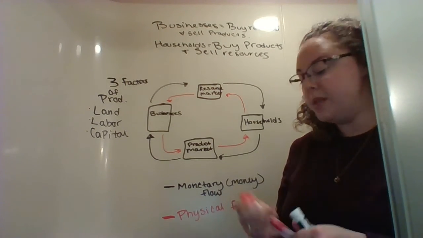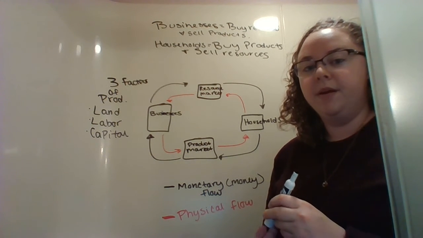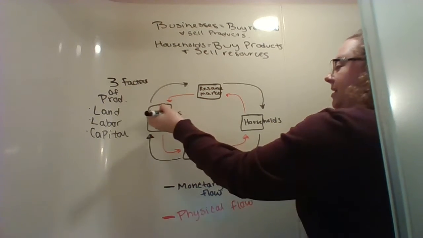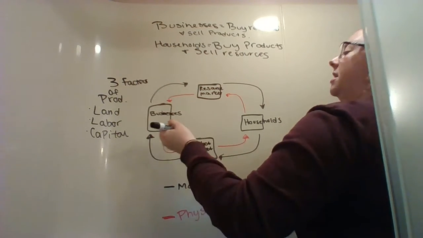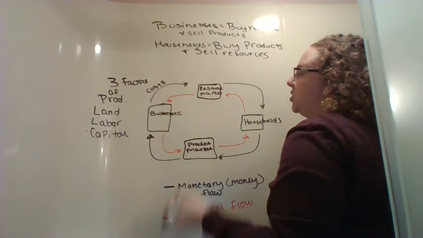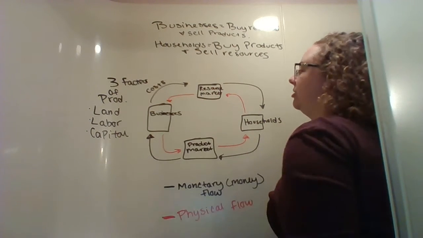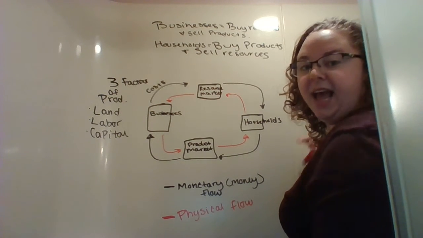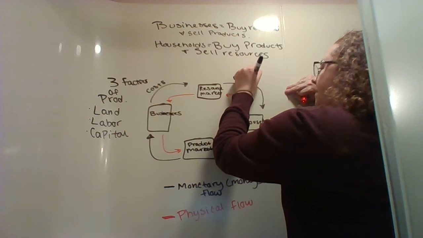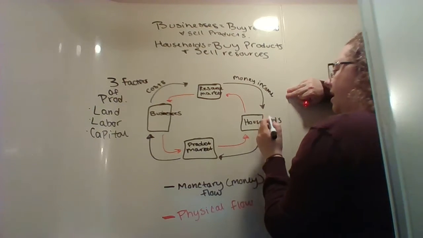Okay, so let's start with the monetary flow. We're going to start with business right here. This one is going to be called costs, because it's really the costs. What's the amount of money that's going to go into the actual resources that they need to purchase. And then right here is going to be money income for households. So this arrow is leading from resource market to income market.